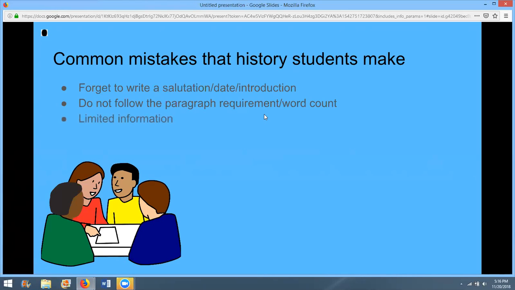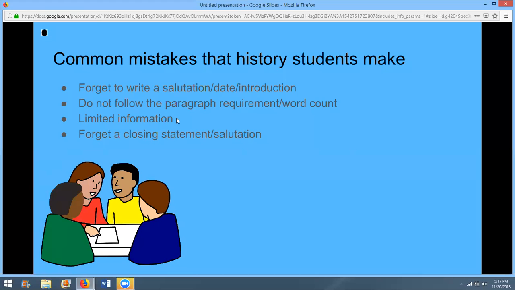And limited information. I've seen students do a writing assignment, or a letter, and it just seems like they didn't really read or do their studying on the information that they read in that lesson. It was just kind of blah in 1 paragraph. So, limited information.